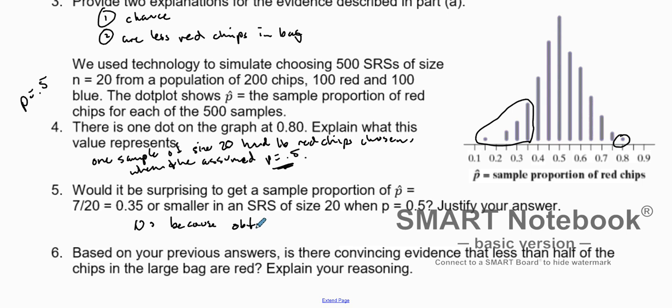Because obtaining a sample proportion of 0.35 or smaller is common. Right there, it doesn't seem to be very uncommon. There are many different values at 0.35, and lower than that there are still more values, so it's not rare. So no, we wouldn't be surprised by that.